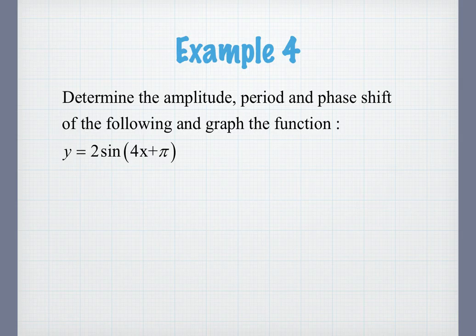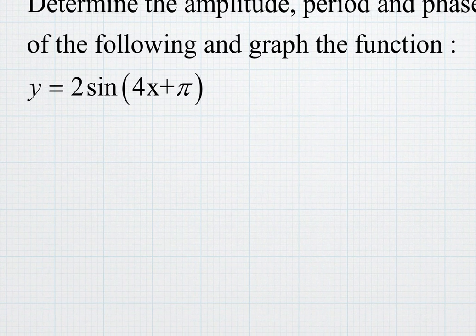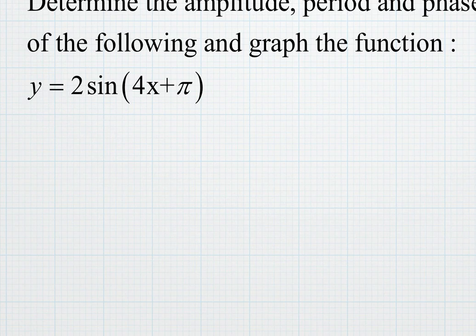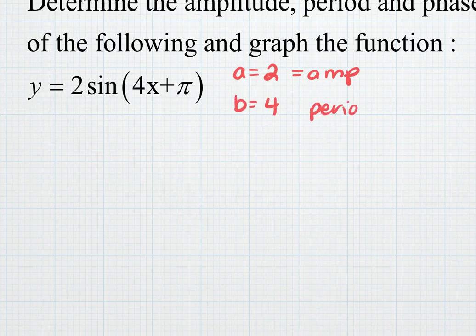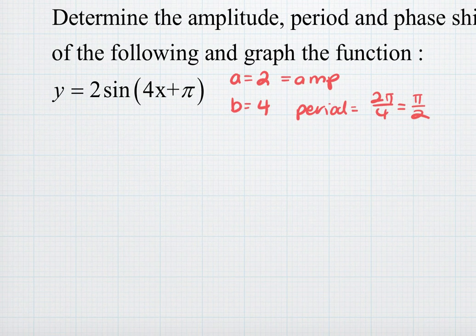It says determine the amplitude, the period, and the phase shift of the following, and then graph the function. So let's start with the same order we've been doing. Our A is 2, which is the amplitude, right? Absolute value of A is the amplitude. What's the B this time? 4. The period would be 2 pi over 4, which is pi over 2. If I compare this with the parent function of sine, this is more narrow, because your full curve has to happen in a horizontal distance that is 1/4 of your initial one, because pi over 2 is your quarter point, okay?